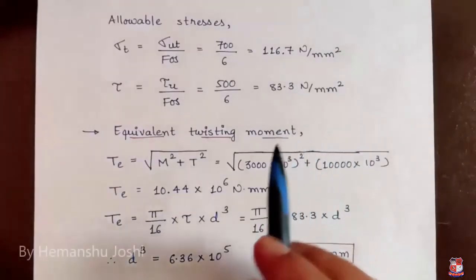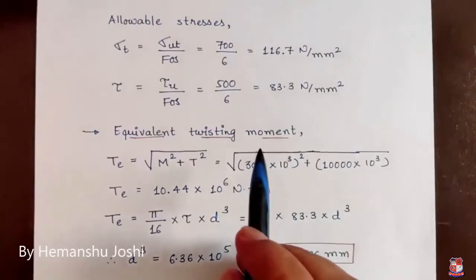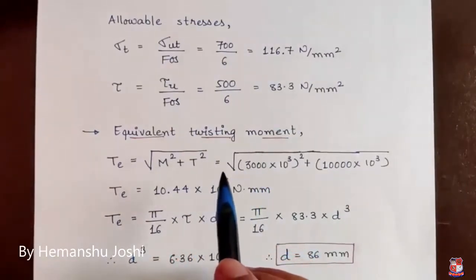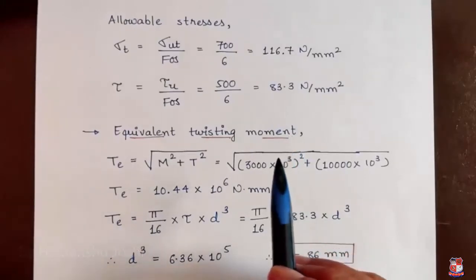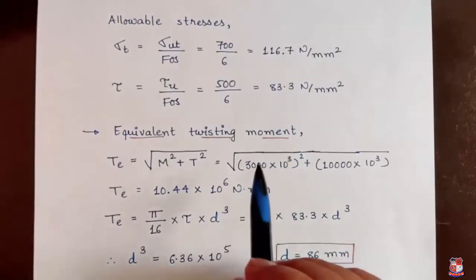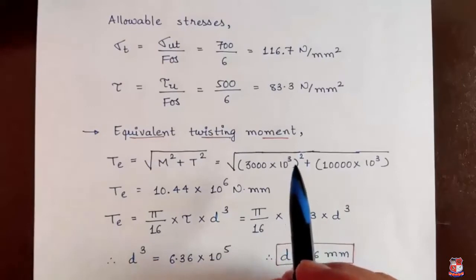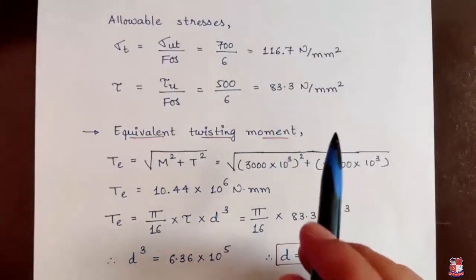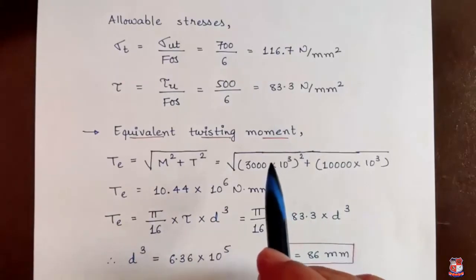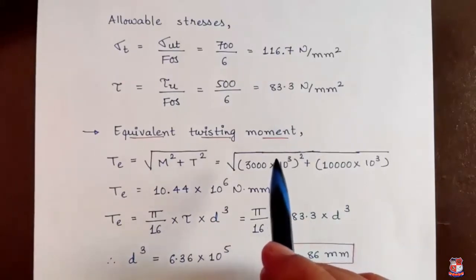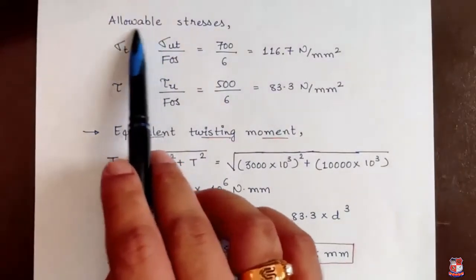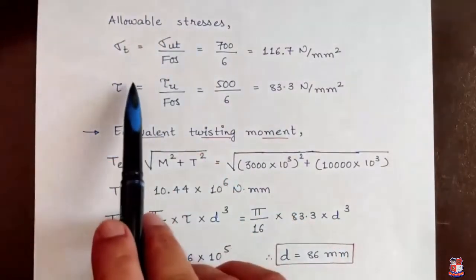Factor of safety is also given, you have to consider it as 6. Now in this data, it is not specified whether we have to go for equivalent twisting moment or equivalent bending moment. So we will find out the diameter of shaft by both these methods, and the bigger of the two values will be our final answer. Before starting any method, first we have to convert ultimate stresses into allowable or permissible stresses.